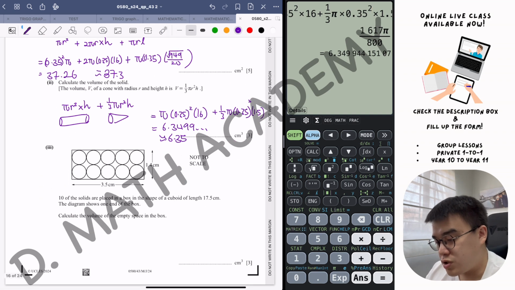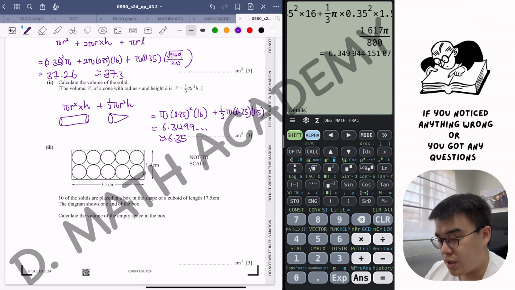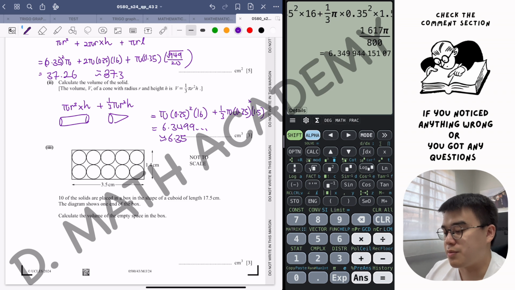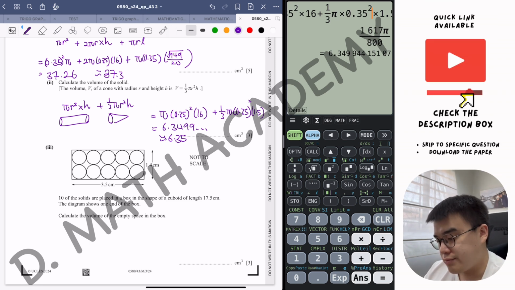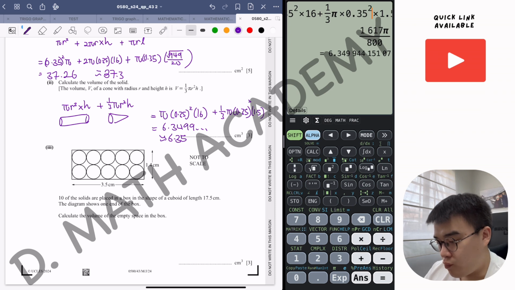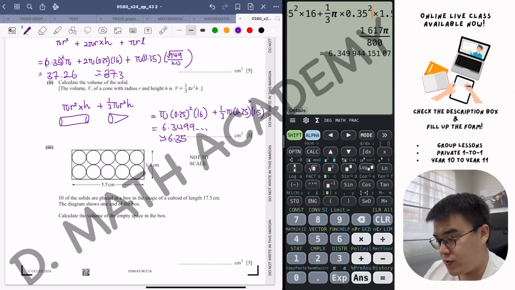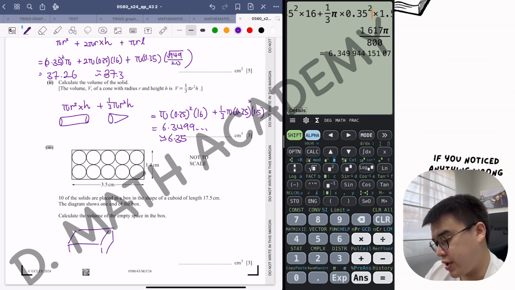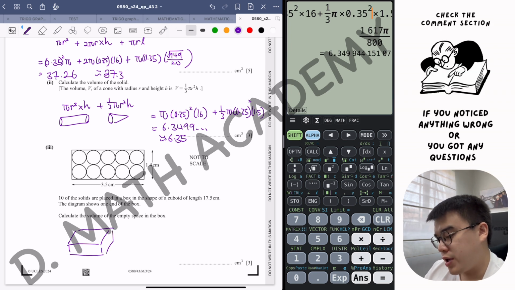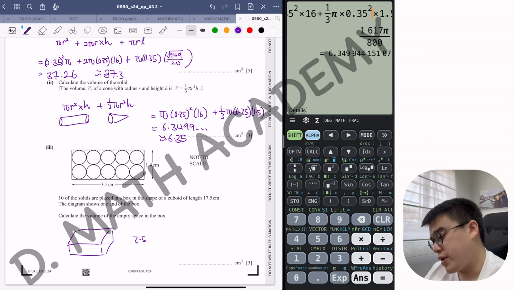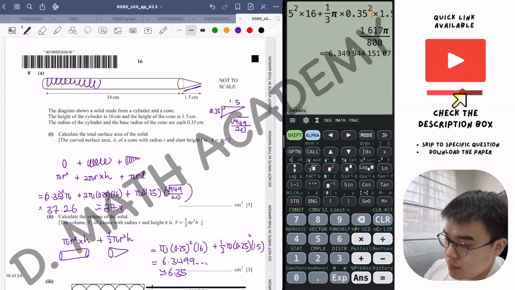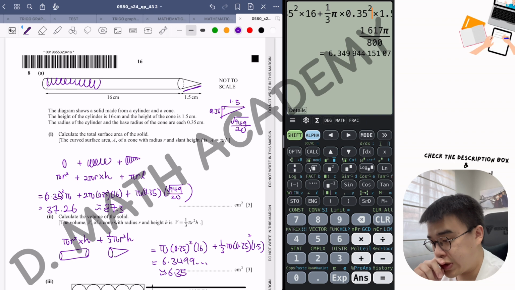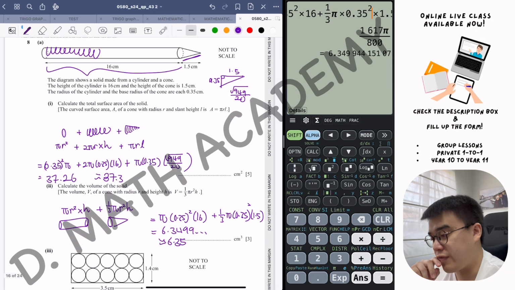Moving on to part 3, 10 solids. Volume of the empty space in the box. First thing first, we need to know the box total volume. Total volume is 3.5 times 1.4 times the length of the pencil, which is a total of 17.5.